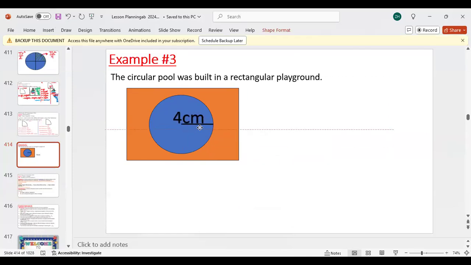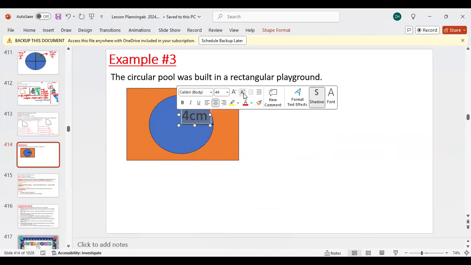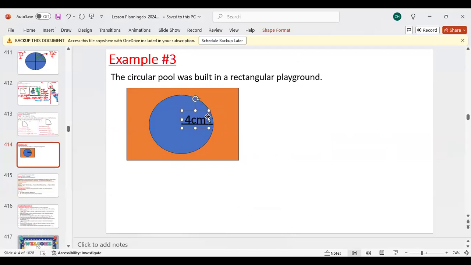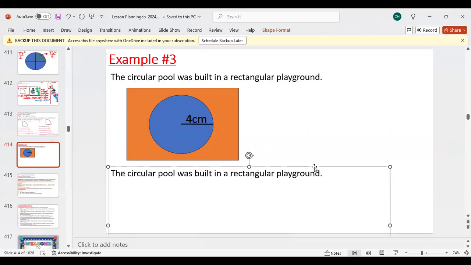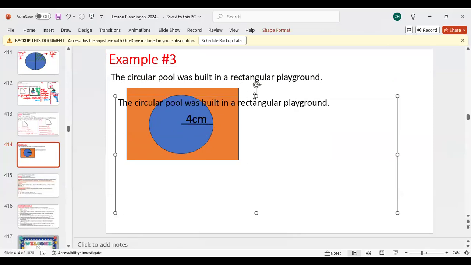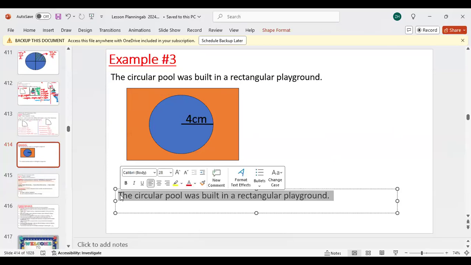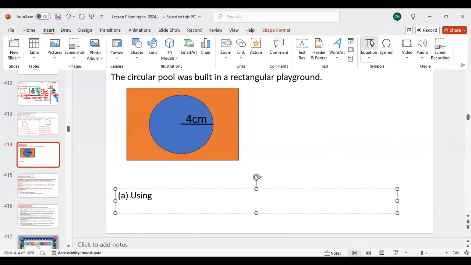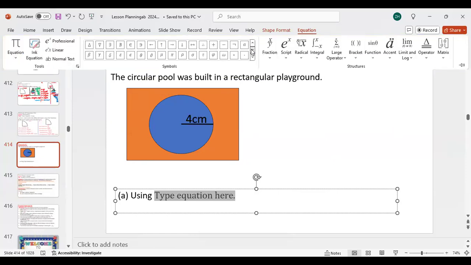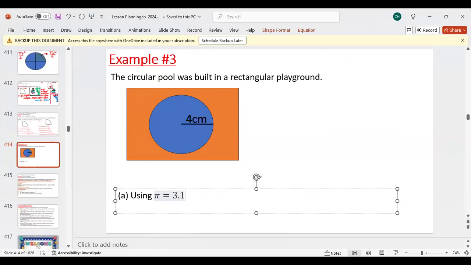Okay, so the first question. You come into the exam and they said the circular pool was built in a rectangular playground, and they want you to figure out, using pi as 3, calculate the area of the pool. Write this down, please.